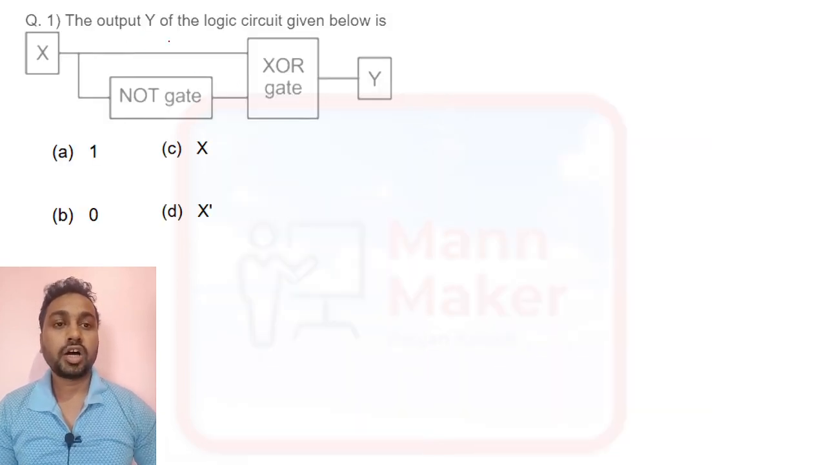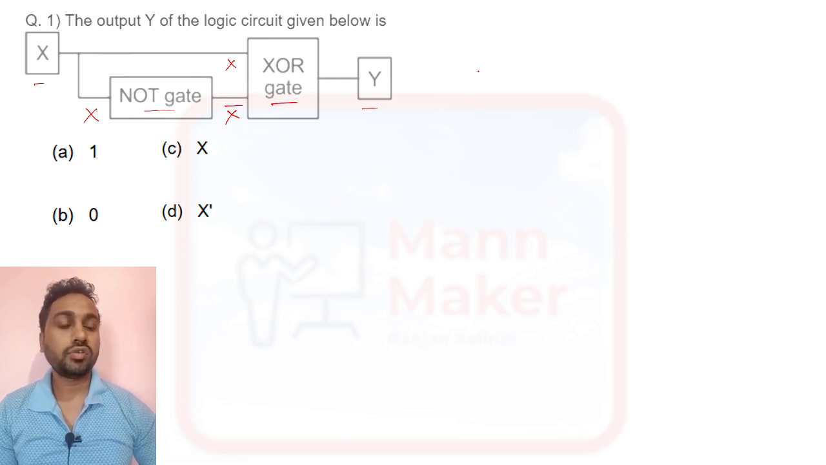First one, the output Y of the logic circuit given below. So this is the logic circuit we have been given. We need to find the output. So input is what? Input is X here. This is X and this is a NOT gate. Here the input is X. After the NOT gate, the output will be X complement. Now this is what?